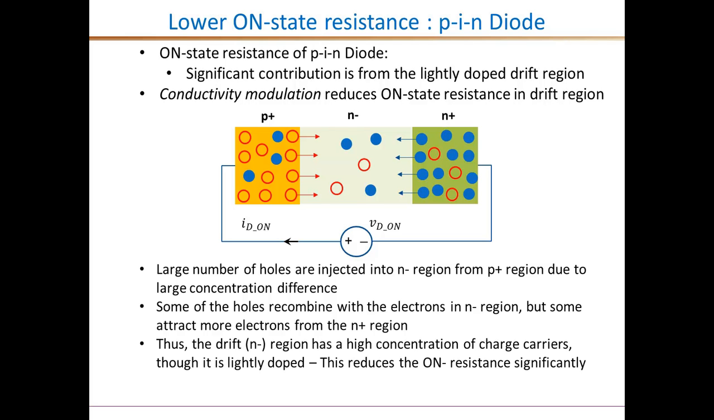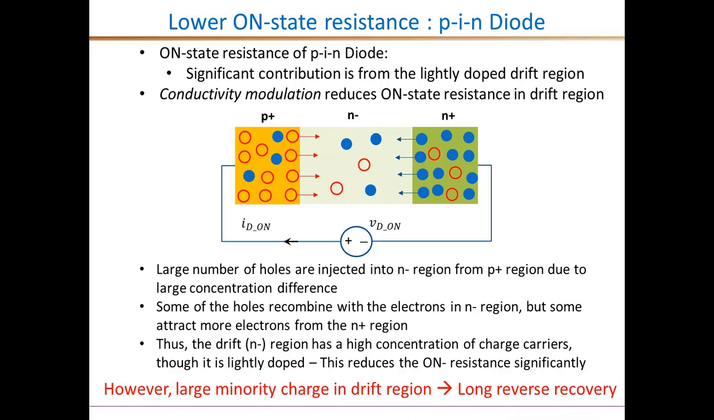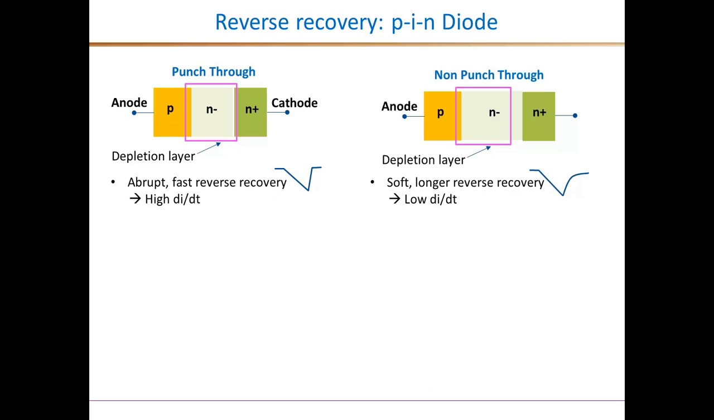However, the main problem here is we have now a large number of minority charge in the drift region, and so that results in longer reverse recovery time and larger reverse recovery charge. So the design is once again a trade-off between the on-state resistance and the switching characteristics, the reverse recovery characteristics.